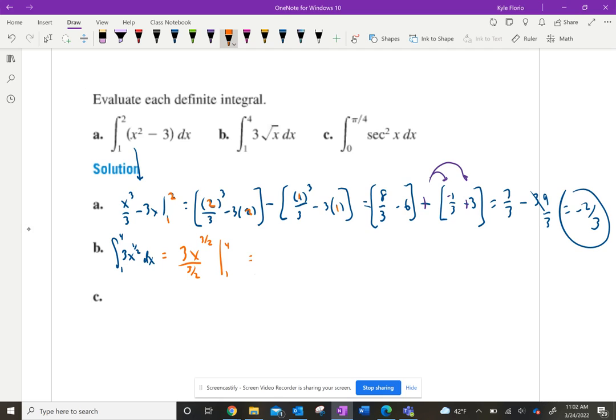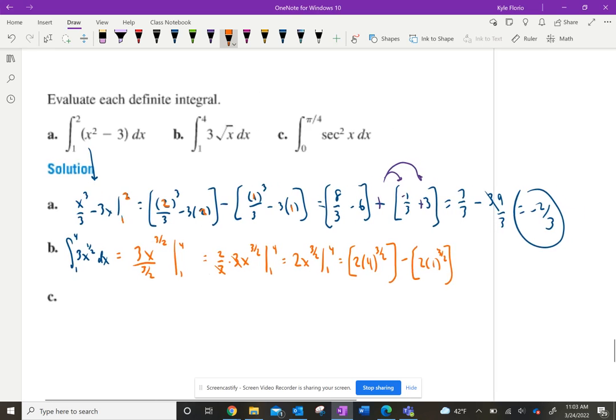And I'm going to rewrite this. Dividing by 3/2 is the same thing as multiplying by 2/3. So it's really 2/3 times 3x to the 3/2 from 1 to 4. And that 3 kills off that 3. So it's really just 2x to the 3/2 from 1 to 4. If I plug in 4, it's going to be 2 times 4 to the 3/2. That's like the f of b minus f of a. Then I plug in 1, so it's 2 times 1 to the 3/2.